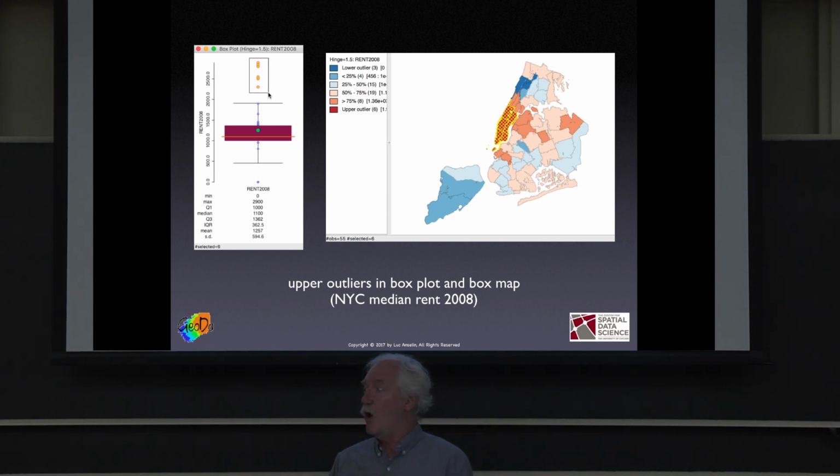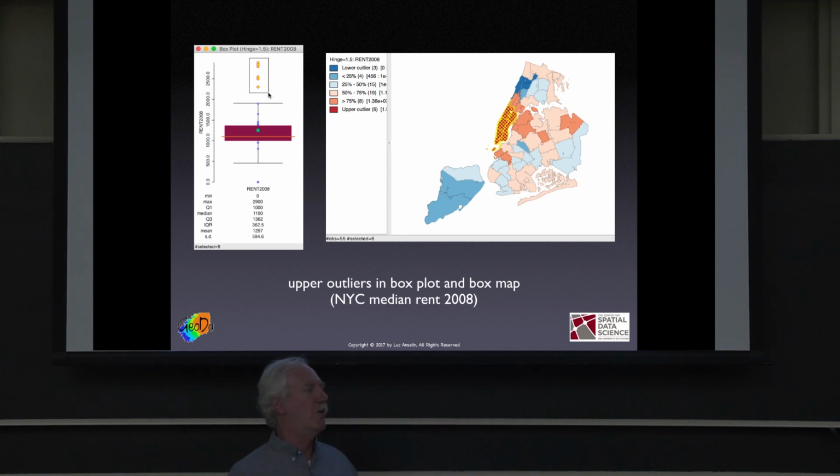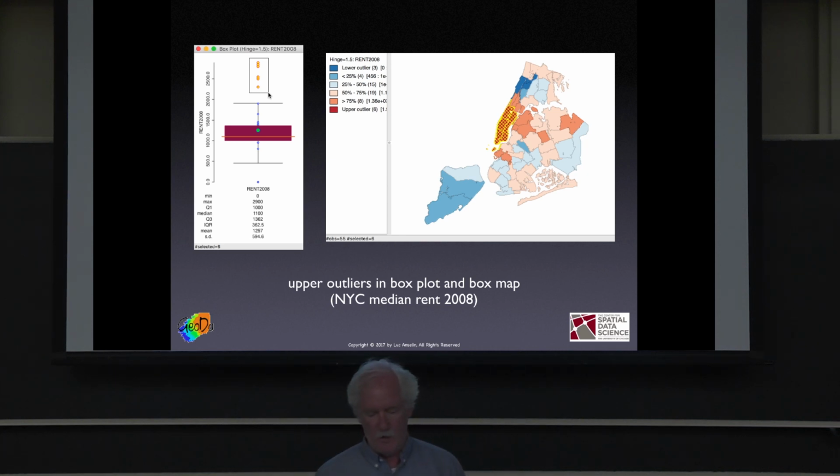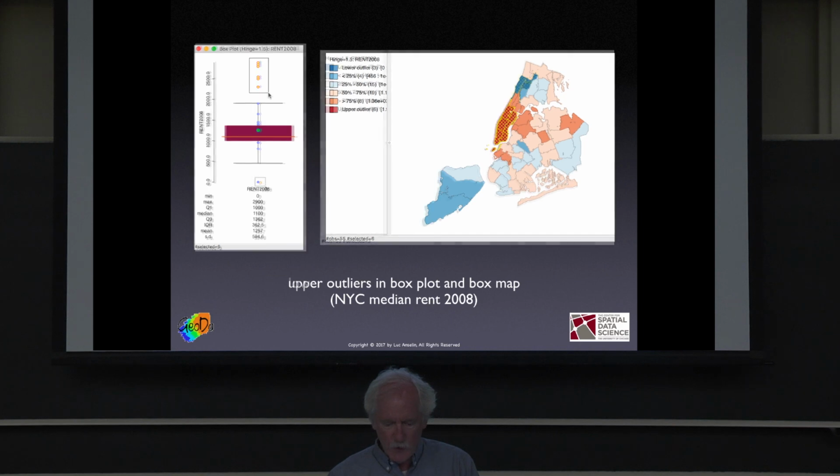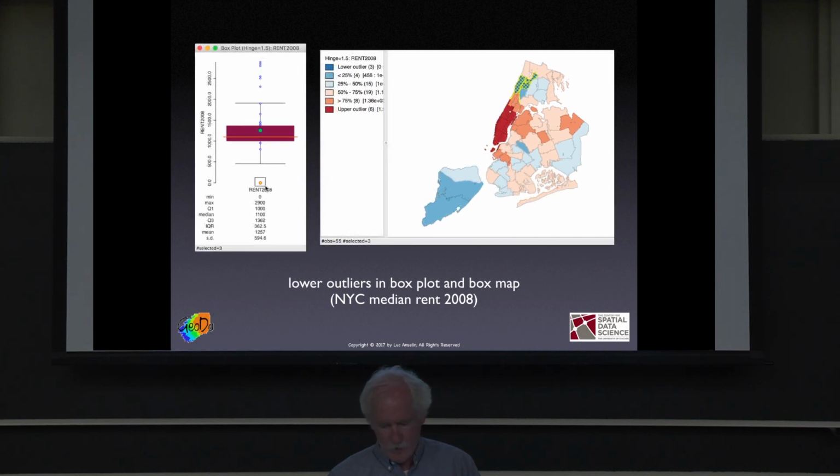So if they are all together, that raises a question. That is your pop-out, your visual pop-out, your aha moment. Why are they next to each other? What is going on there? Why might that be what we call a cluster? So we can do the same thing with the lower outliers.